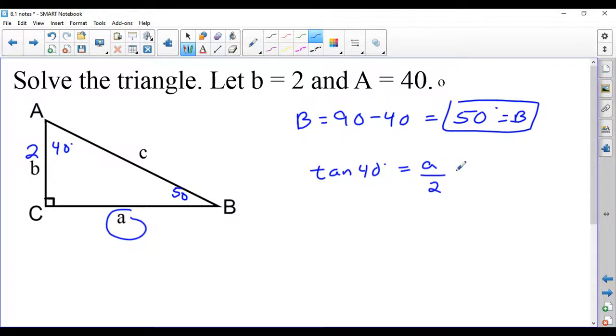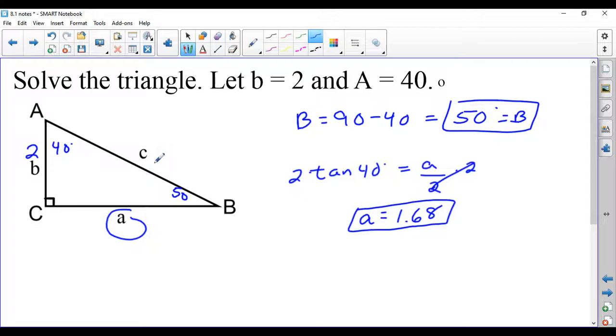I'm going to multiply the 2 to the other side. And then I would just put this in my calculator. And again, this is a good place to check and make sure that you are in degree mode. Your answer should be a length of 1.68. Obviously, this triangle is not drawn to scale. 40 degrees is less than 50 degrees, so the side opposite of it should be less than 2.